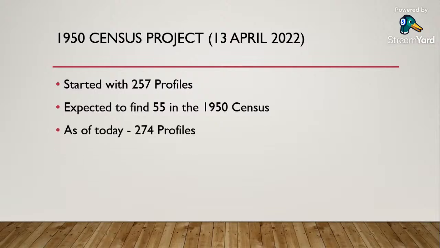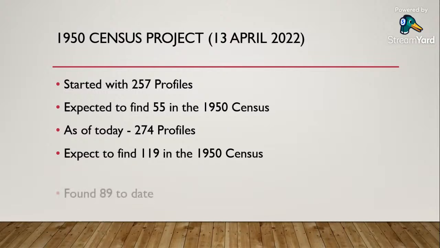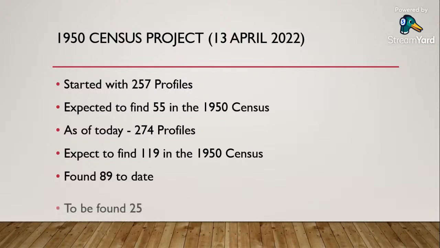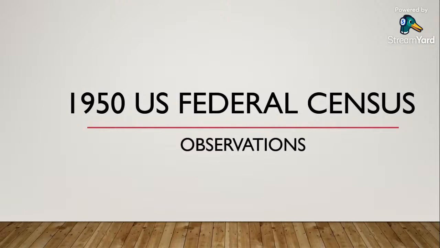As of today, the 13th, I had gained some people, 274 profiles, and looking at that filter feature, I expect to find 119 people out of 274. To date, I have found 89 people. So I'm getting there. And to be found, I've got 25 more people to find. So that's where I am.